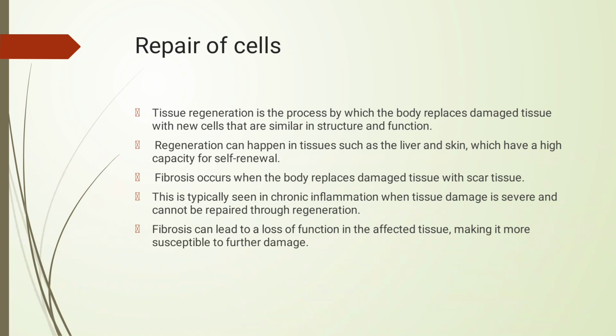The regeneration happens in tissues such as liver, skin. Then fibrosis: fibrosis occurs when the body replaces the damaged tissue with scar tissue. Fibrosis also leads to loss of function in the affected tissue, making it more susceptible to further damage.